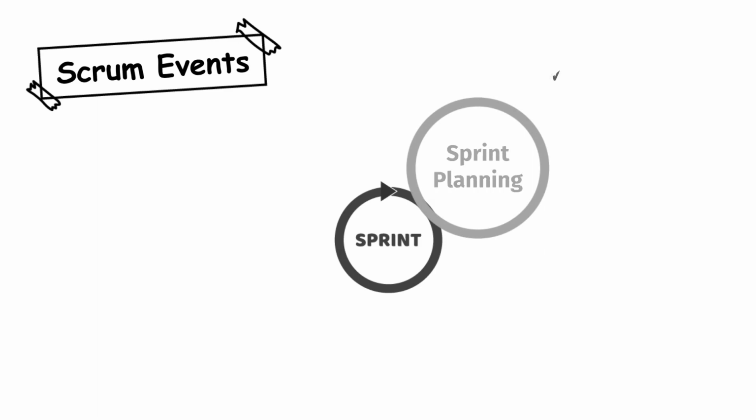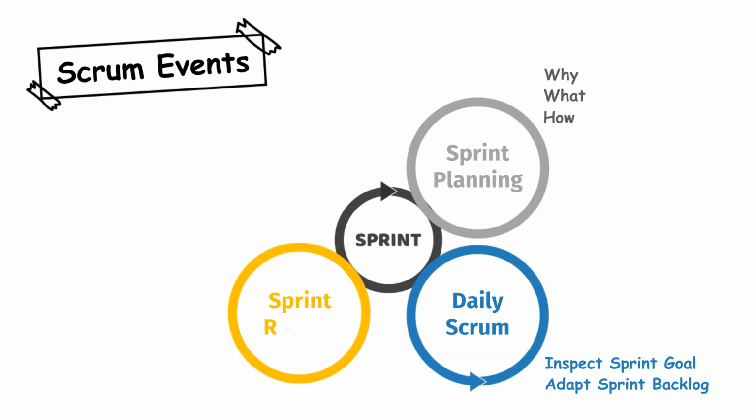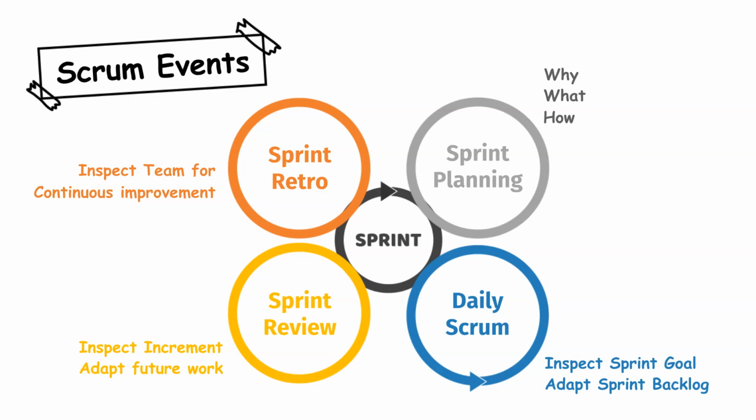Now, the events. Sprint is a container event that consists of all 4 other events. Sprint planning is deciding why the team needs this sprint, what they can achieve, and how they can achieve it. Daily Scrum is to inspect progress toward the sprint goal and adapt the sprint backlog as necessary. Sprint Review is to inspect sprint's outcome and adapt future work. Sprint Retrospective helps the team to inspect themselves and to bring continuous improvement.